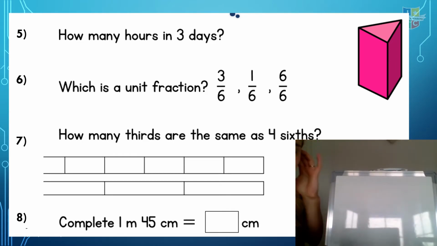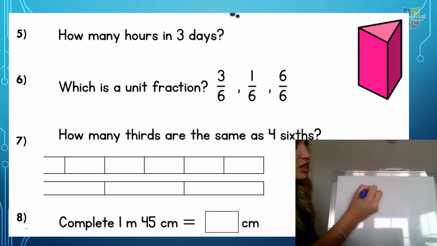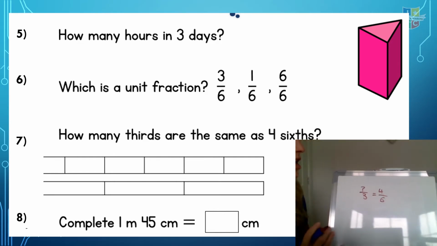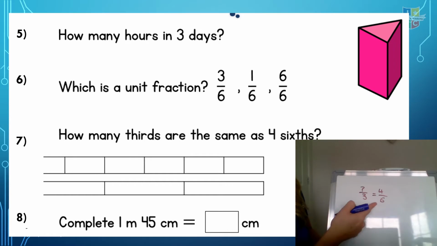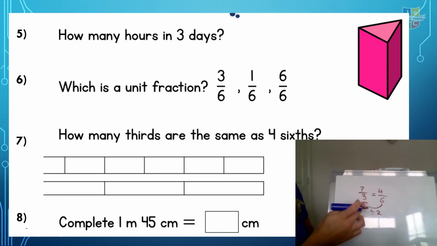For number 7, you could have drawn it and shaded it, or you could have said how many thirds is the same as 4/6. So you could have done it as finding an equivalent. Obviously, we're trying to find the question mark, so we need to know how we can get from 6 to 3. We're going to divide by 2, because 3 goes into 6 twice. So I'm going to divide my top number by 2. So your answer should have been 2/3 is the same as 4/6.